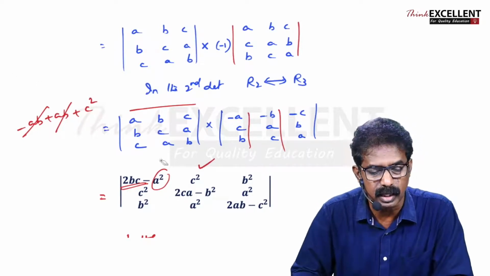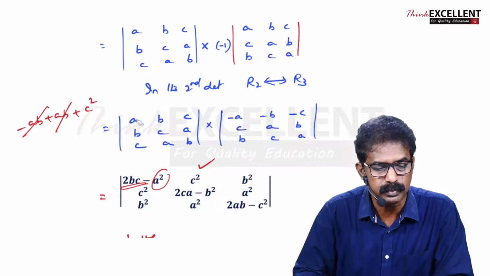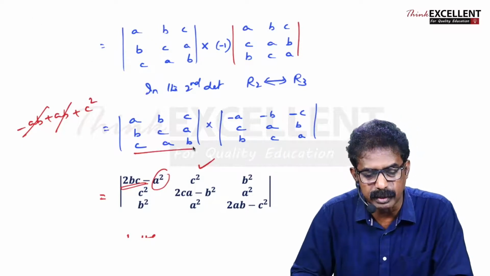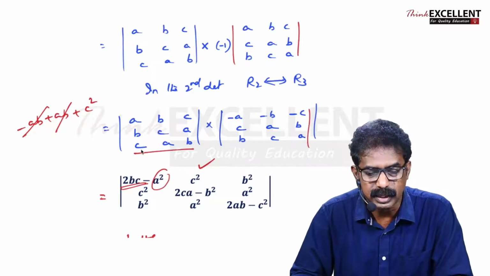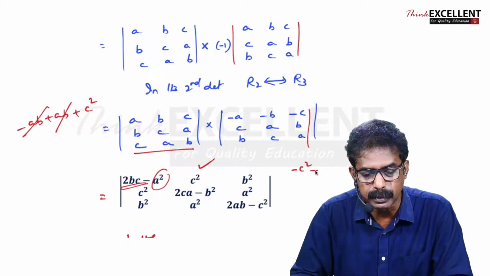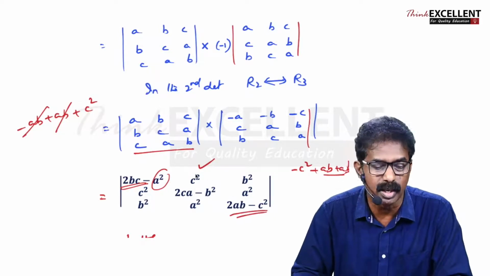If you want to check the last one. Examination hall, no need to waste time. Third row, third column. C into minus C square. A into B, plus AB. B into A, that also AB. So AB plus AB, 2AB, right? 2AB minus C square, yes. You are getting all the elements you will get.